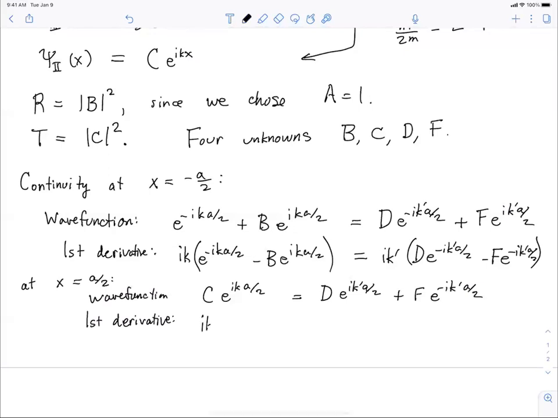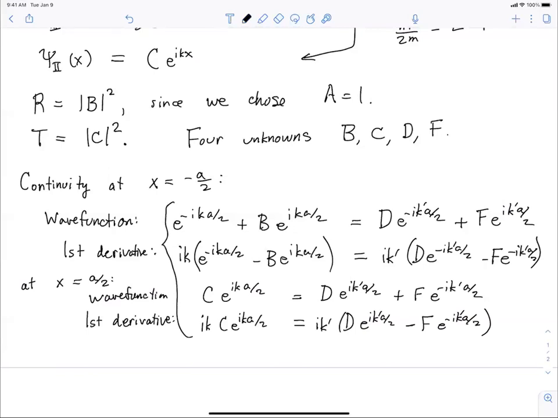And there we're just going to have an ik from taking the first derivative in region 2 and an ik prime in region 3. Okay, but there's always a minus sign if it's a left moving wave when you take the derivative. Okay, so there we have 4 equations and 4 unknowns, and we need to solve those equations.